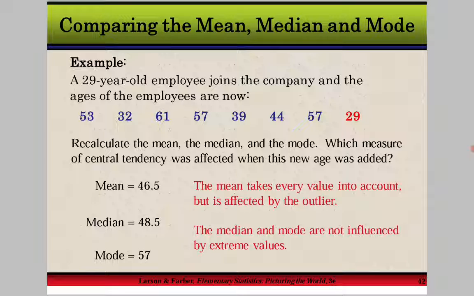So what is mean? Mean is equal to 46.5. The mean takes every value into account, but it is affected by the outlier. Median is 48.5. The median and mode are not influenced by extreme values. Mode is 57. So the mean is 46.5, median is 48.5 and mode is 57.